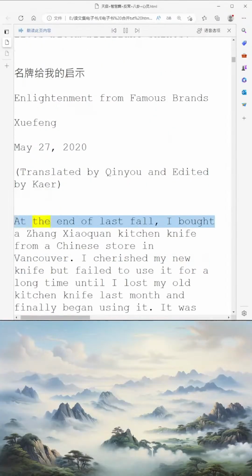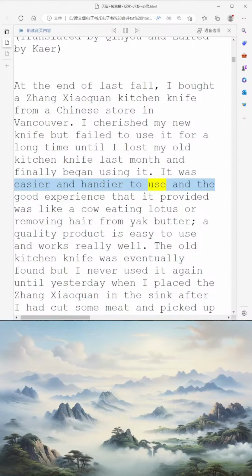Enlightenment from famous brands. Xiefeng. At the end of last fall, I bought a Zhang Shaoquan kitchen knife from a Chinese store in Vancouver. I cherished my new knife but failed to use it for a long time until I lost my old kitchen knife last month and finally began using it. It was easier and handier to use, and the good experience that it provided was like a cow eating lotus or removing hair from yak butter.